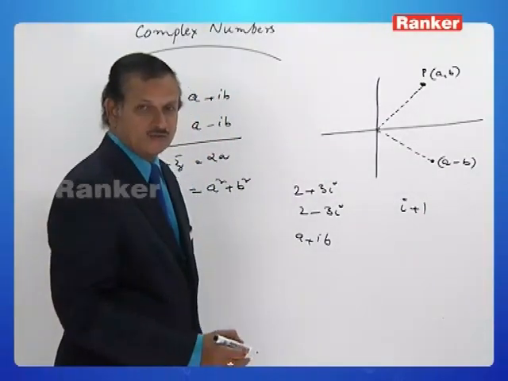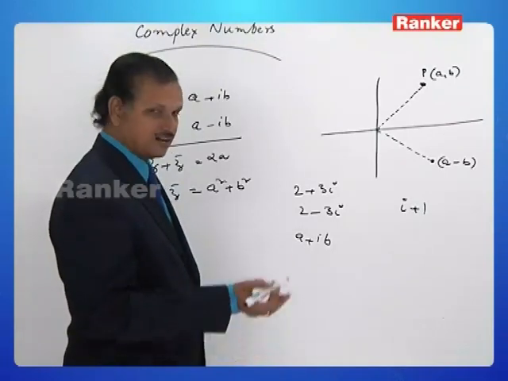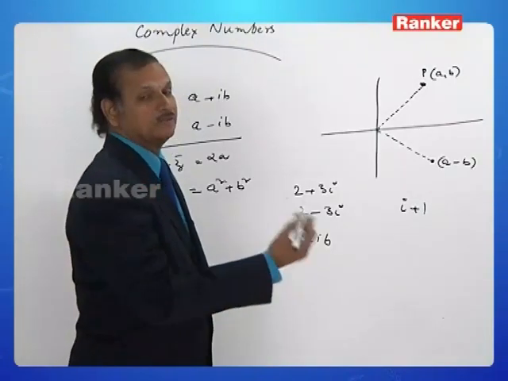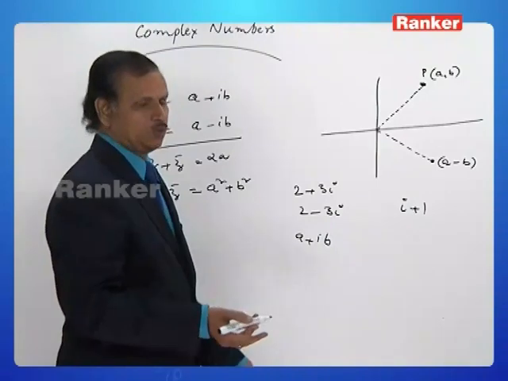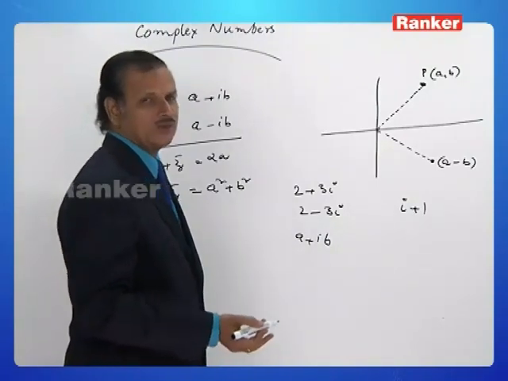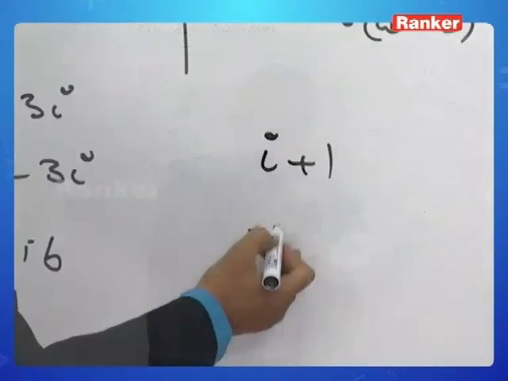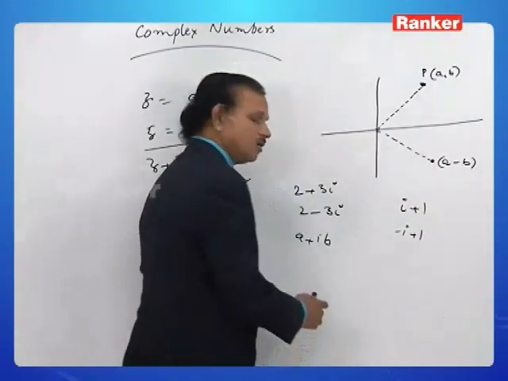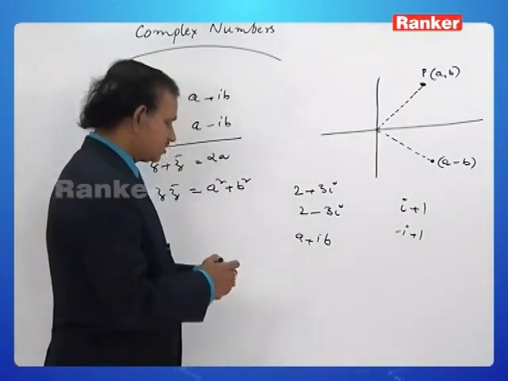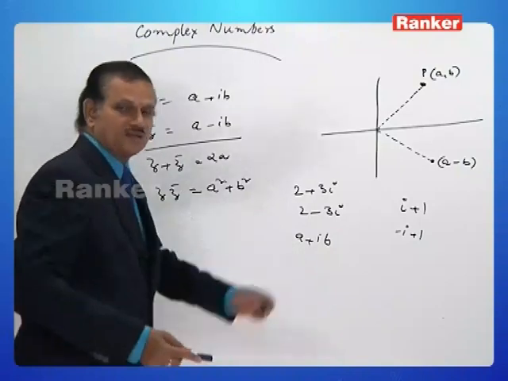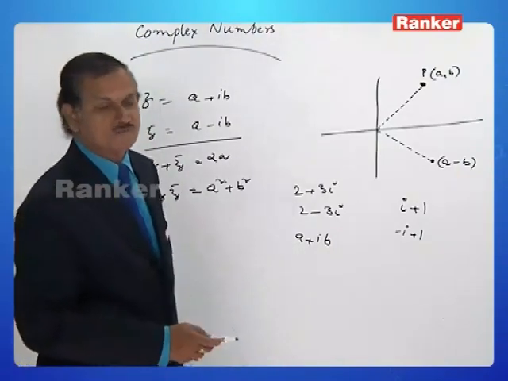Without any confusion, you write the real part first, imaginary part next: 1 plus i. What is the conjugate of 1 plus i? 1 minus i. That is, minus i plus 1 is of course the conjugate of this. This is the way in which we mean the conjugate of a complex number.